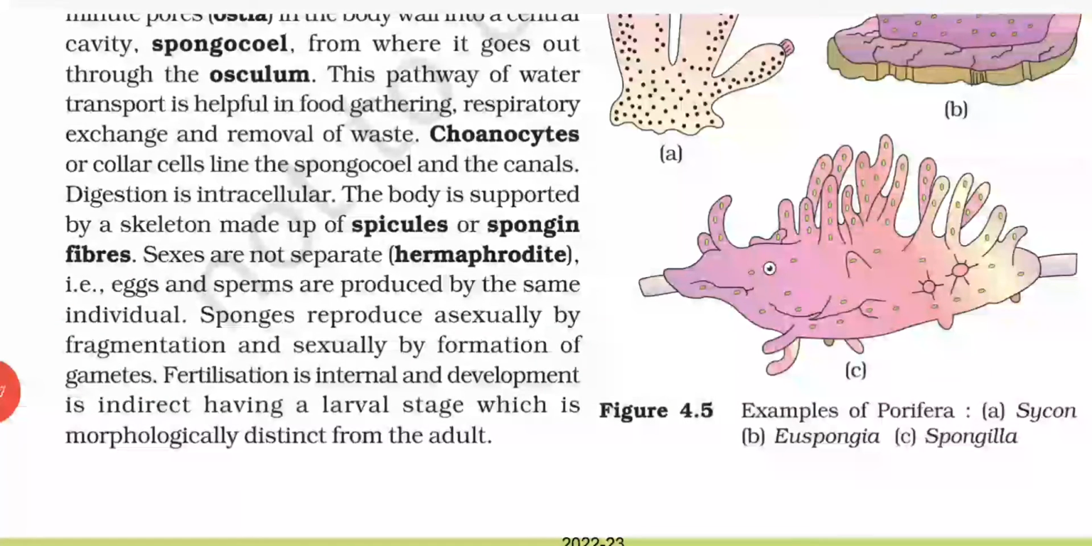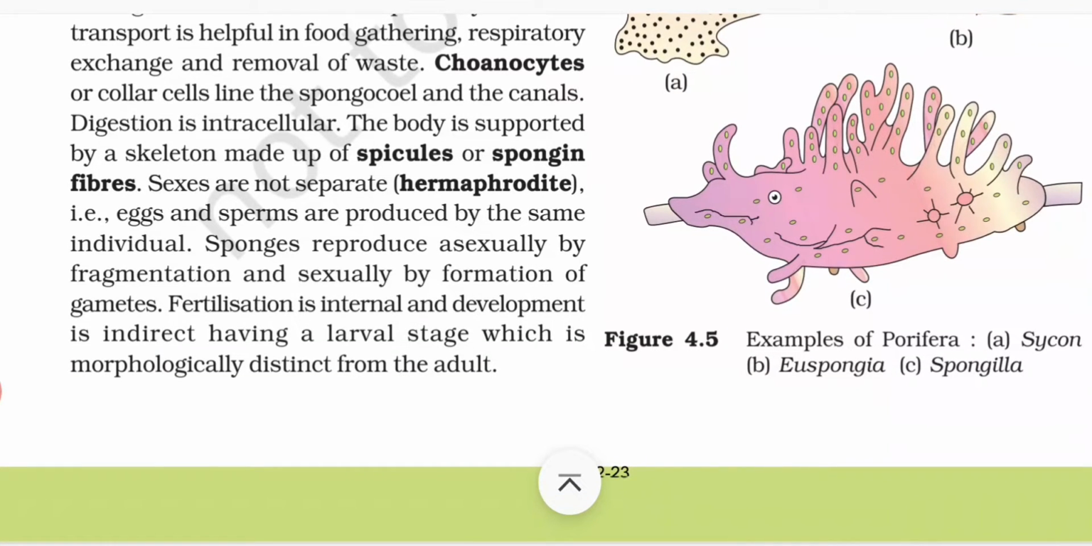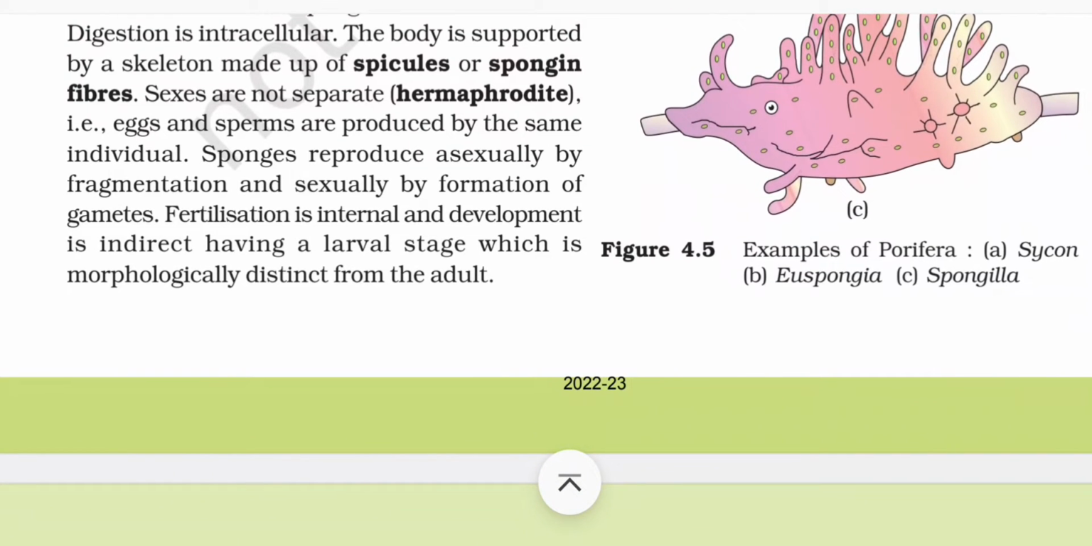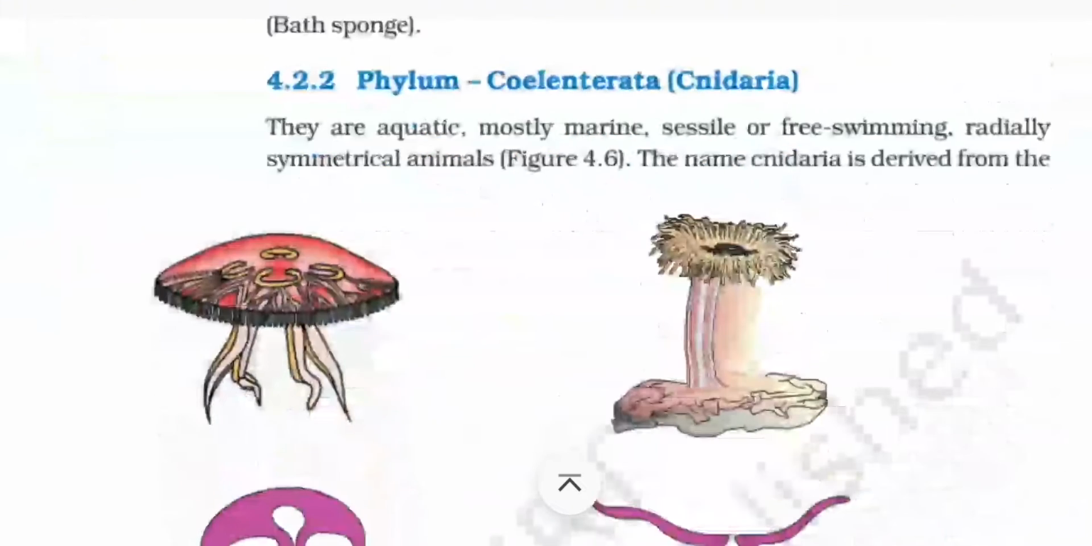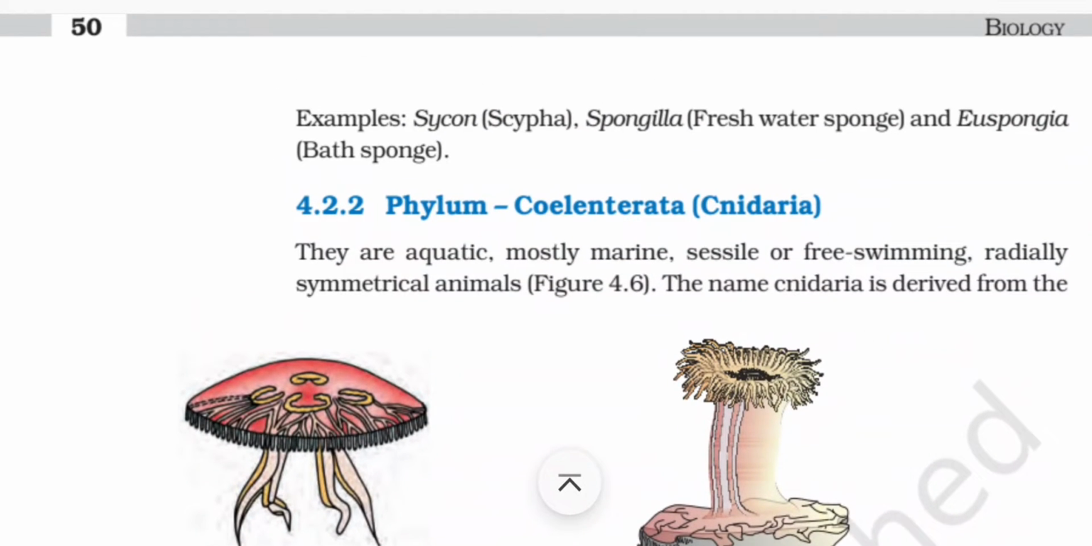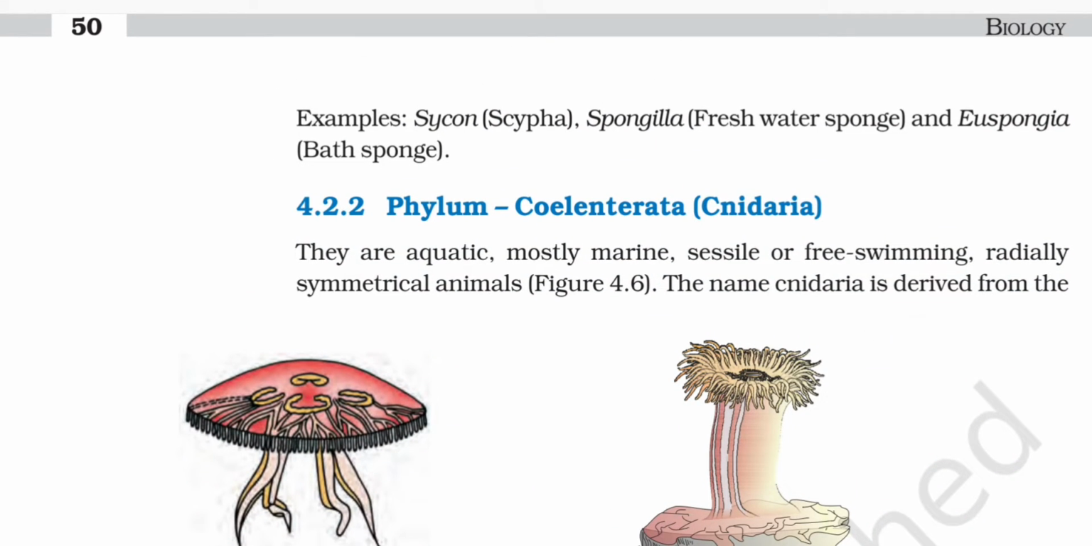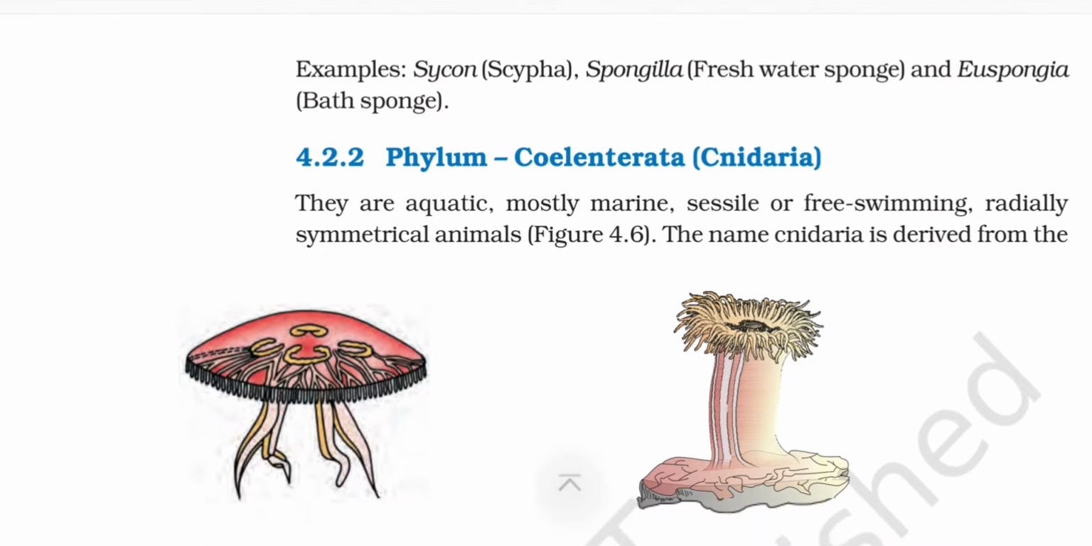Sexes are not separate; sponges are hermaphrodite, that is, eggs and sperms are produced by the same individual. Sponges reproduce asexually by fragmentation and sexually by formation of gametes. Fertilization is internal and development is indirect, having a larval stage which is morphologically distinct from the adult. Examples: Scypha, Sycon, Spongilla (freshwater sponge), and Euspongia (bath sponge).